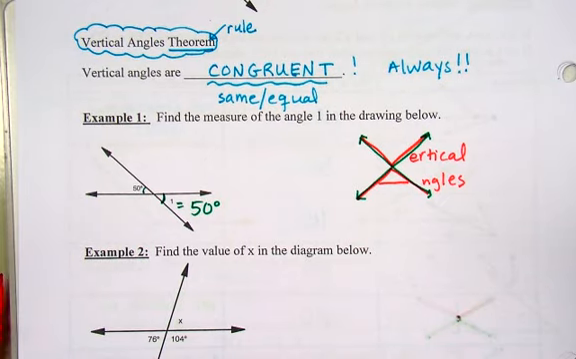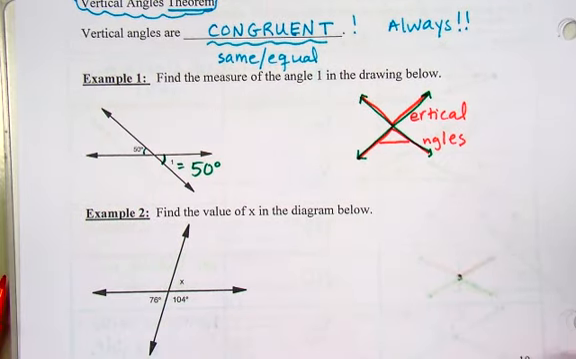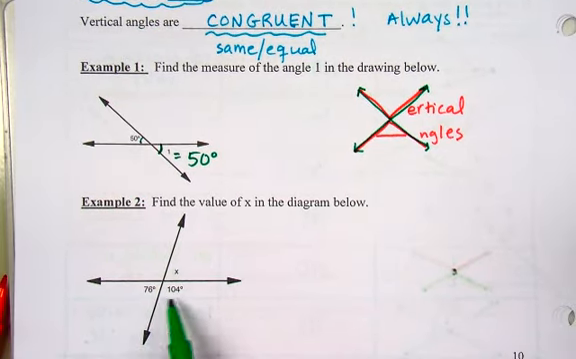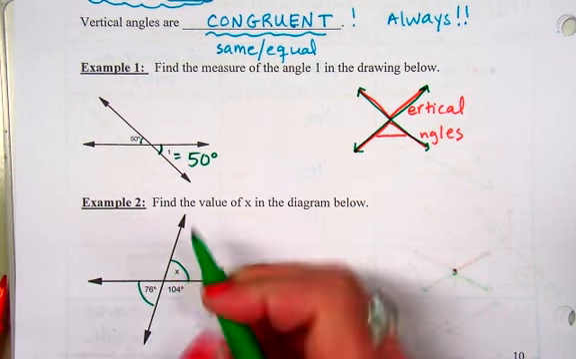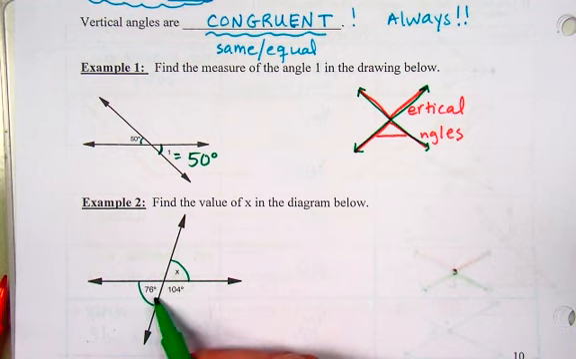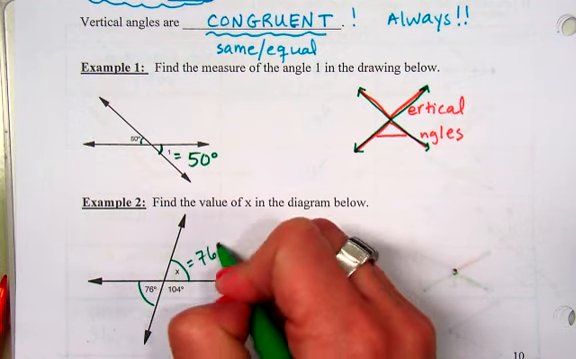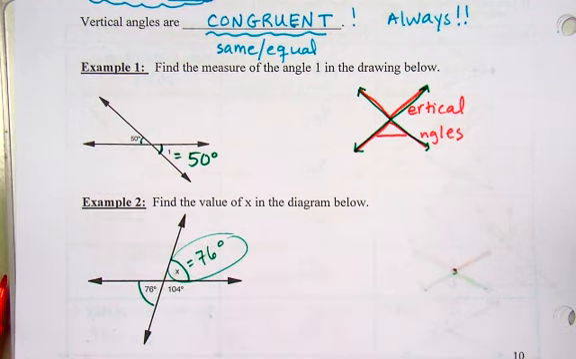All right, so how about this one? Example 2, find the value of x. We've got 76, 104, and then here's x. Well, if we know vertical angles are always across from each other, directly across, so if this is 76, then x would have to be 76 degrees. Okay, turn the page.